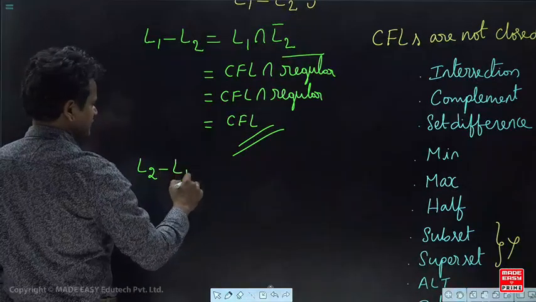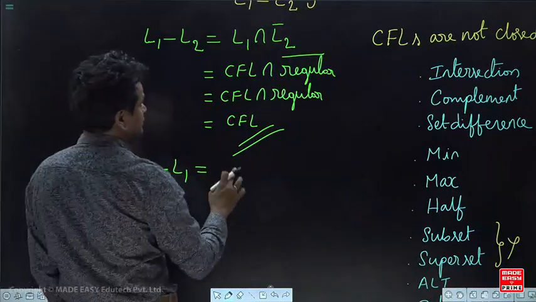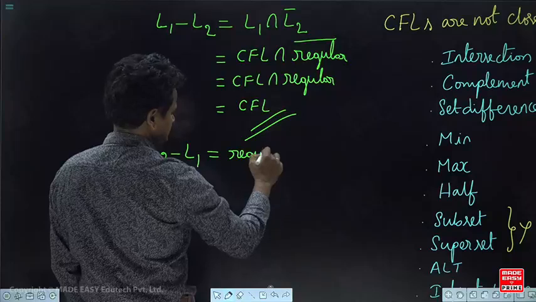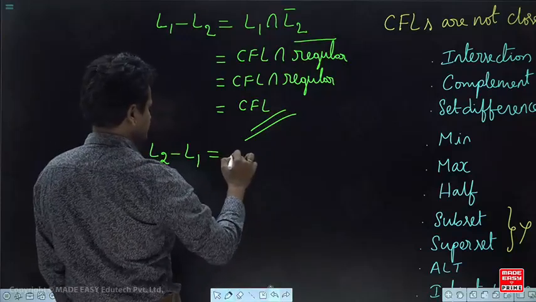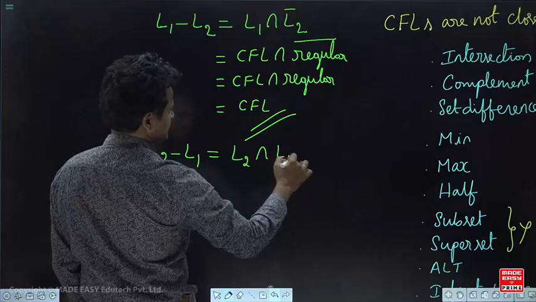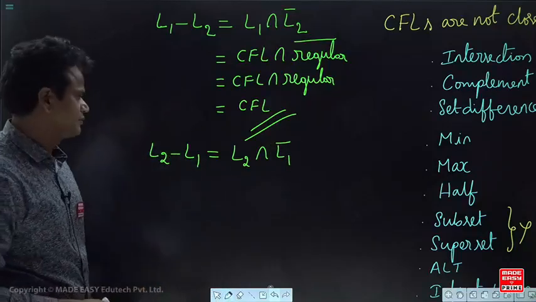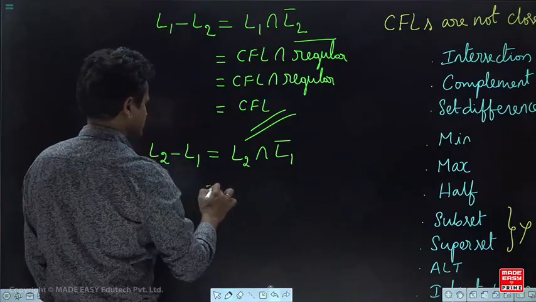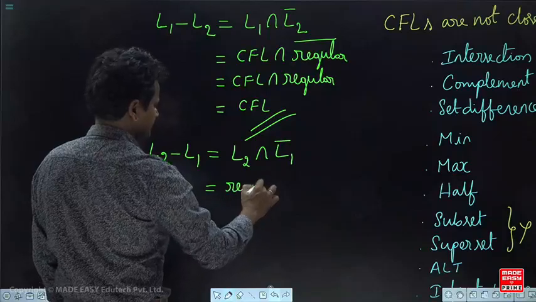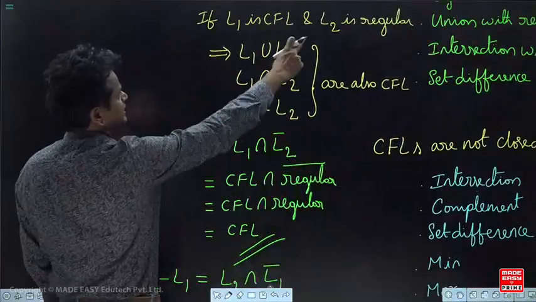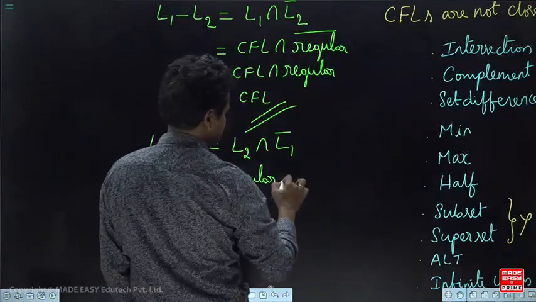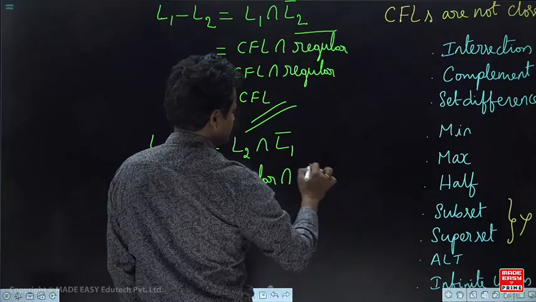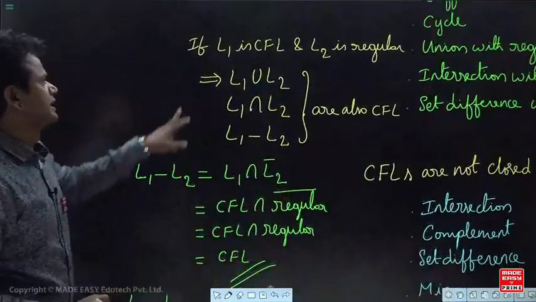Now L2 minus L1. Look at this carefully. What is L2? L2 is regular. L2 minus L1 is L2 intersection L1 bar. We have taken L2 as regular. L2 intersection L1 bar. What is L1? L1 is CFL.